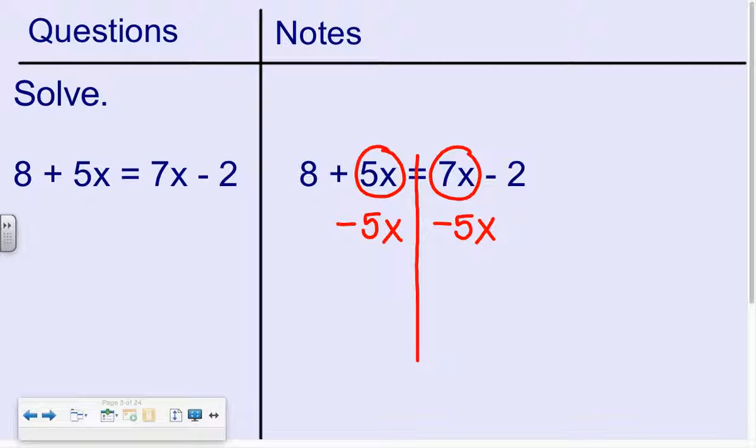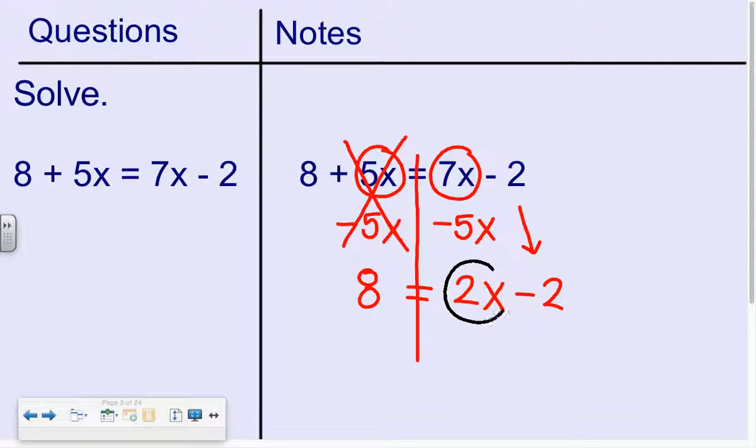So now you'll notice on the left-hand side, 5x minus 5x is 0. So that's gone, and I'm just left with the 8. 7x minus 5x is 2x, and then I'm going to bring down the minus 2. So now you should have just a two-step equation that looks familiar to you. So our 2, the number grouped with the variable, is the 2. So I'm going to get rid of this minus 2 by adding 2 on both sides. Negative 2 and 2 make 0. 8 and 2 make 10.